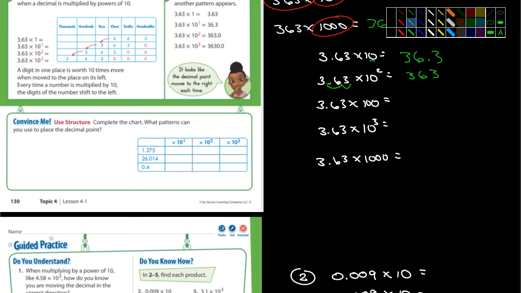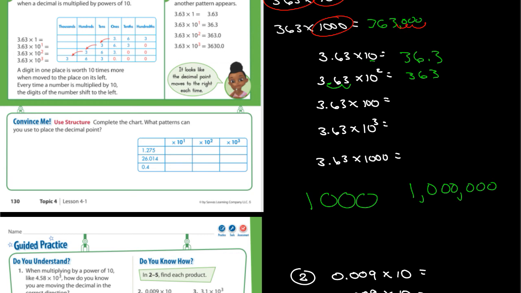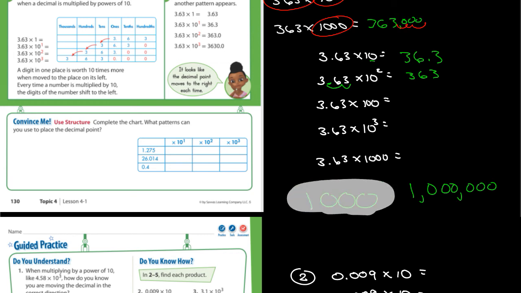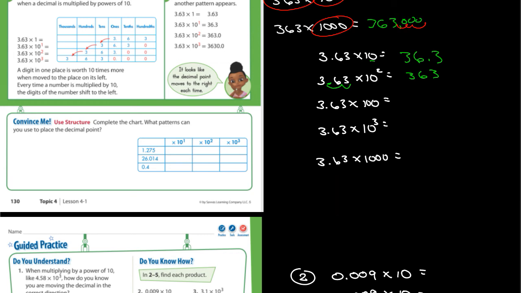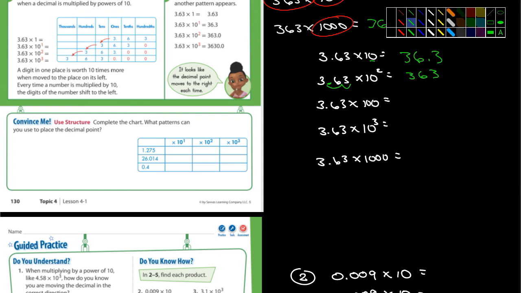What if I was to multiply a number by 1,000? How many places do you move it? 3. What if I was to multiply it by 1,000,000? How many places would you move it? 6, okay. So whether it's in exponent form or whether it's a whole number that can be divided by 10, that's how many places you would move the decimal.